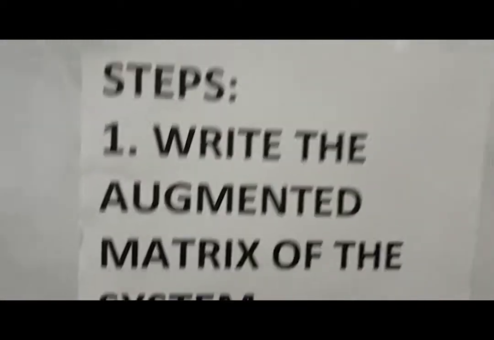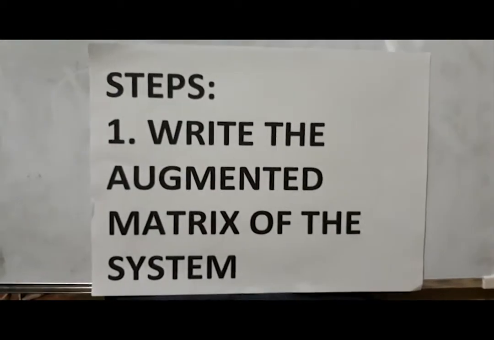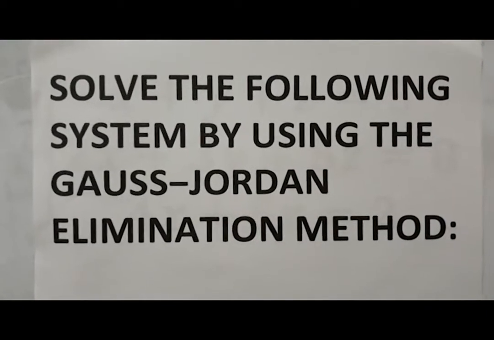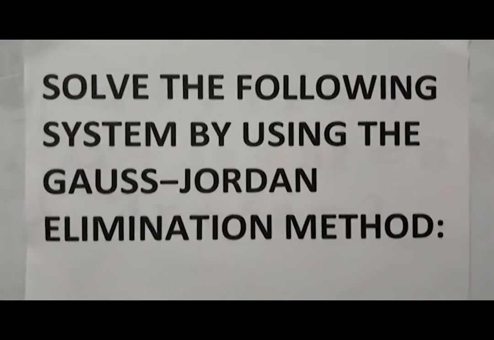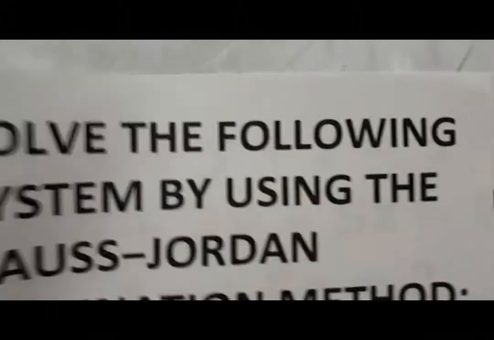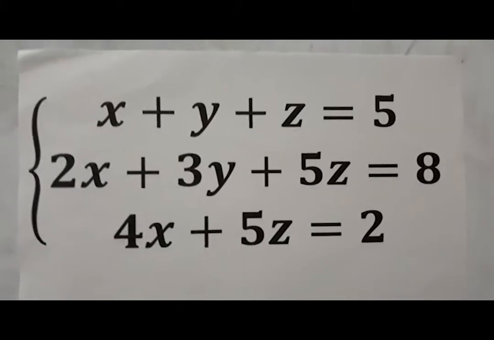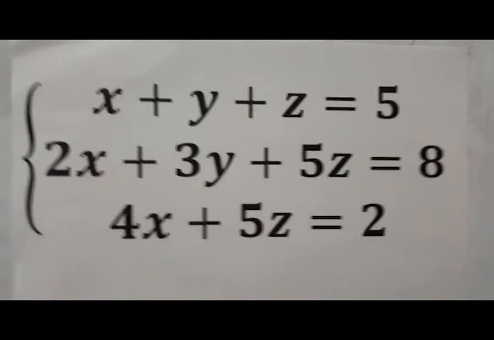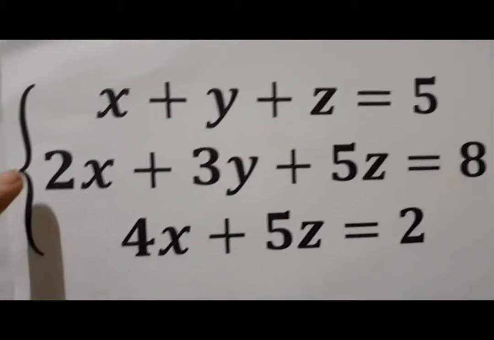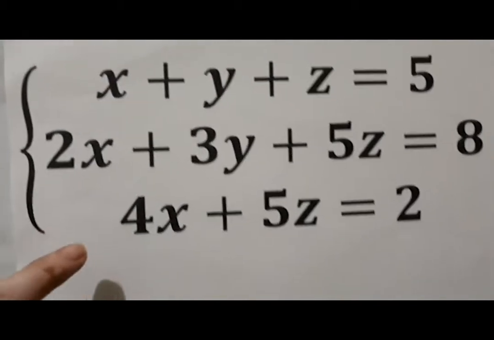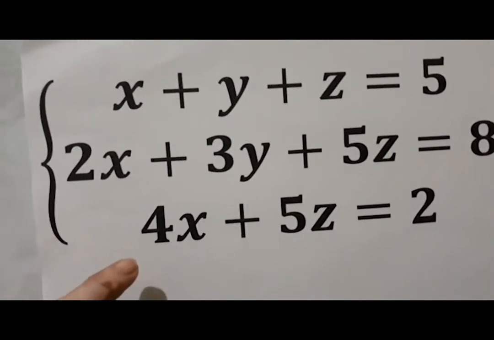Here are now the steps. First, write the augmented matrix of the system. How to do this first step? For instance, let us solve the following system by using the Gauss-Jordan elimination method. You have this system of linear equations: x plus y plus z equals 5, 2x plus 3y plus 5z equals 8, and 4x plus 5z equals 2.